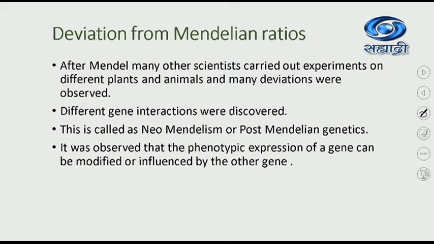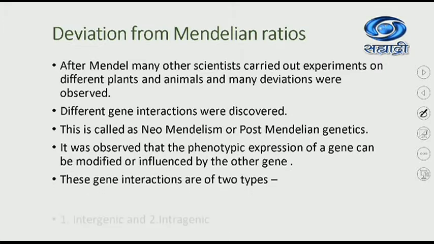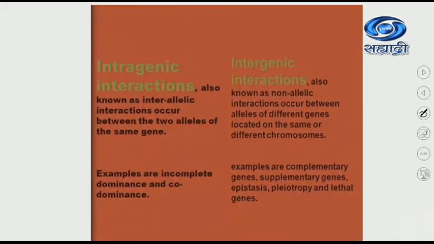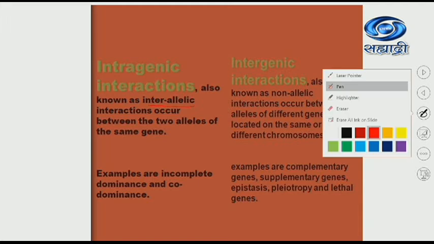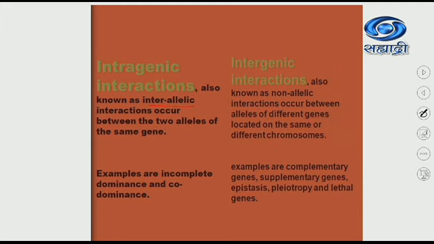It was observed that the phenotypic expression of a gene can be modified or influenced by another gene. These gene interactions are of 2 types. We are going to study intergenic and intragenic interactions. Let us see them in detail. So intragenic, within the gene. And second, intergenic, between 2 different genes. Intragenic interactions are also known as interallelic interactions. I will explain this nicely to you. Intragenic, within the gene, or interallelic interactions occur between 2 alleles of the same gene.